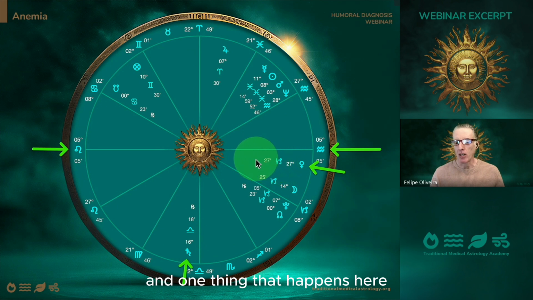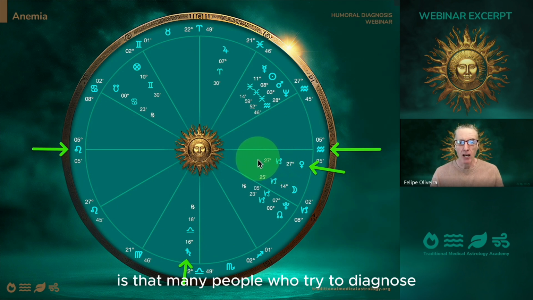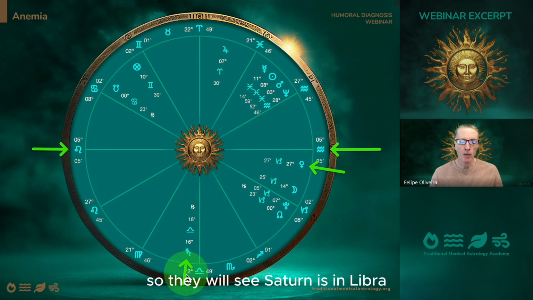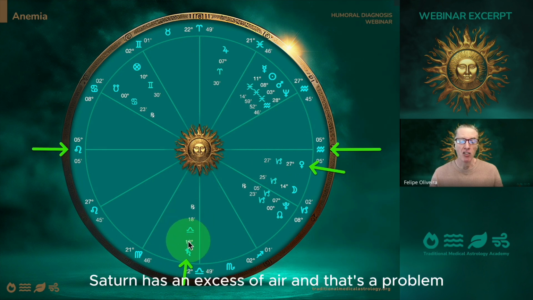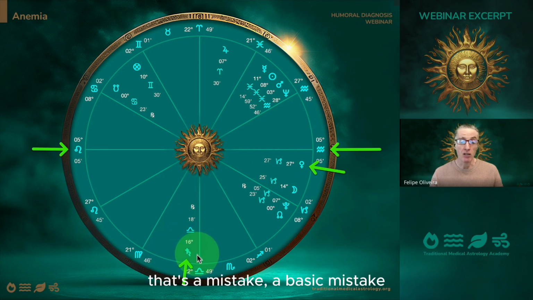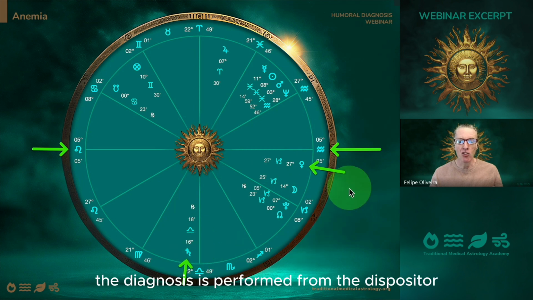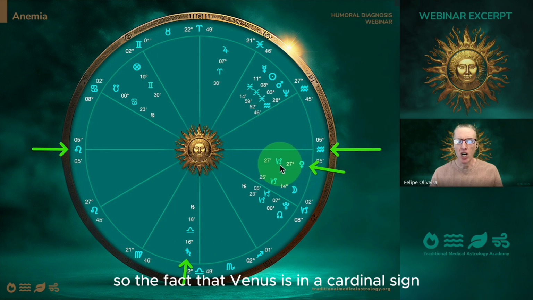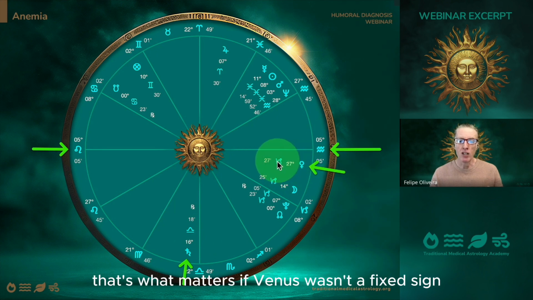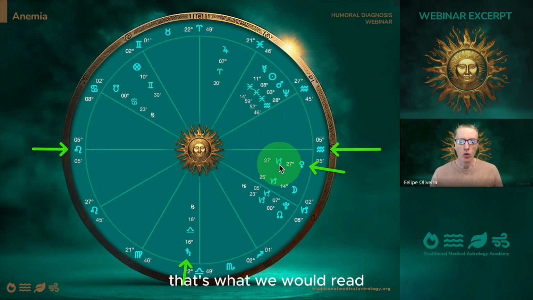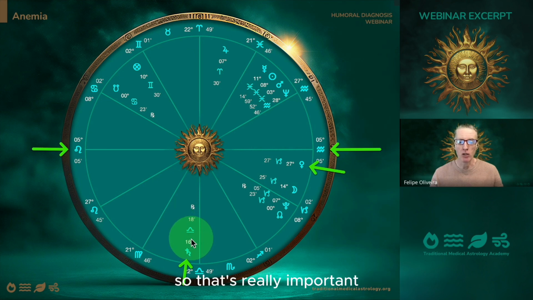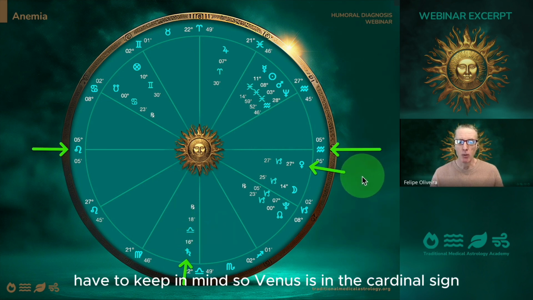One thing that happens here is that many people who try to diagnose use the sign where the body is to diagnose. So they will see Saturn is in Libra, therefore Saturn has an excess of air. That's a mistake, a basic mistake. The diagnosis is performed from the dispositor. So the fact that Venus is in a cardinal sign, that's what matters. If Venus was in a fixed sign, that's what we would read, not the mode of where the body is. So that's really important. That's the first thing that you have to keep in mind.